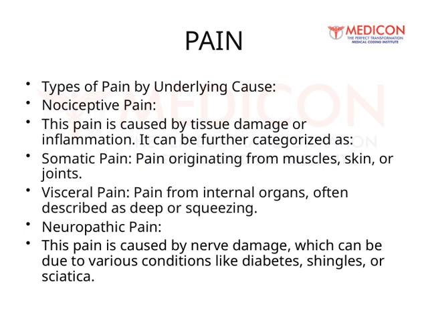Somatic pain originates from muscles, skin, or joints, so think of it as the pain you feel from a cut, a bruise, or a muscle strain. It's usually localized and easier to pinpoint. On the other hand, visceral pain comes from internal organs, like the stomach or intestines. This pain is often described as deep, squeezing, or aching, and can sometimes be harder to identify precisely.